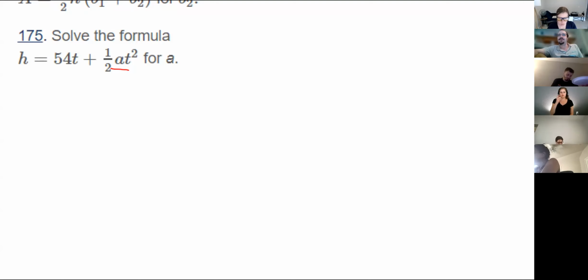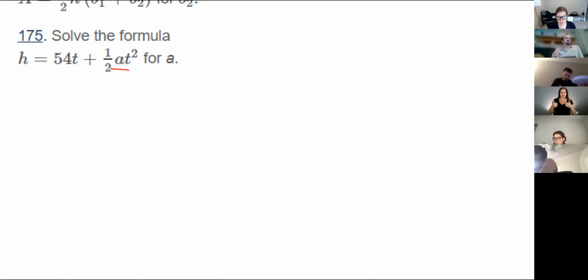Who's in group 3? Jerry, Gania, Sage, and Talon. I had trouble with this one. I didn't know how to start it because of the second T to the second power. I don't know how to separate the A from the T.